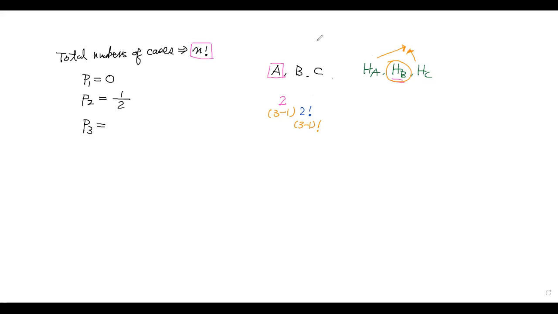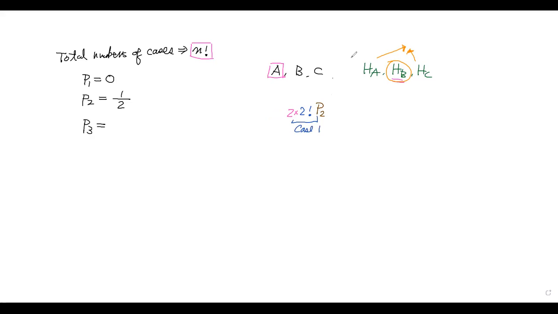Let me put some color here. That means the probability is what? We need both of these two to not match. So that is 3 minus 1, so I will have 2 times 2 factorial times P2. So this is my case 1.